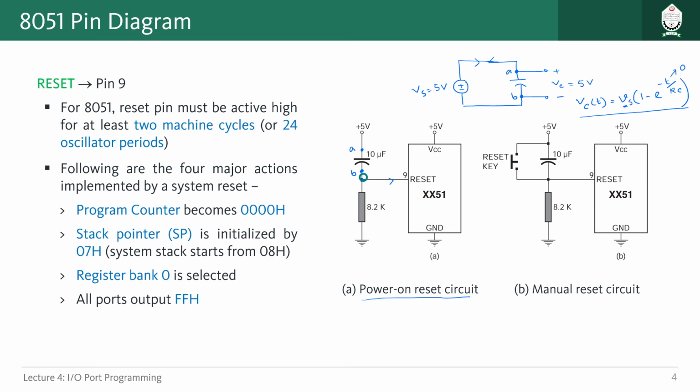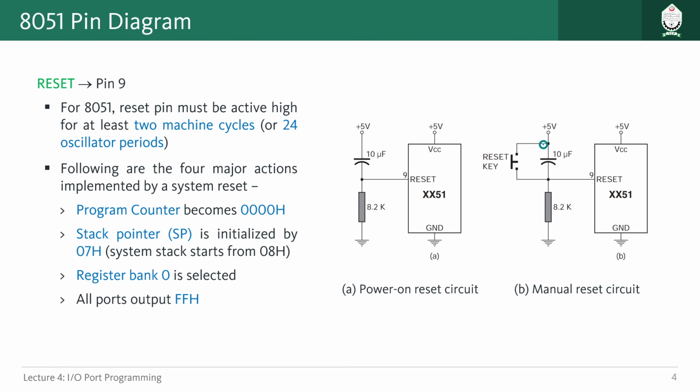Another thing you can do is the manual reset circuit. What we have done is just connect one push button here, so that whenever we press the button, this 5 volt goes directly through the reset pin and our microcontroller gets reset.